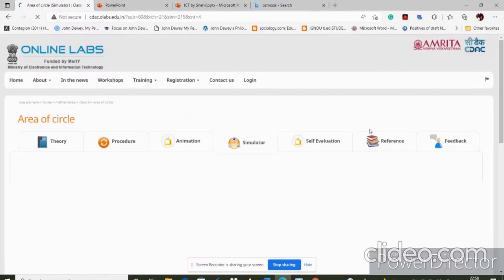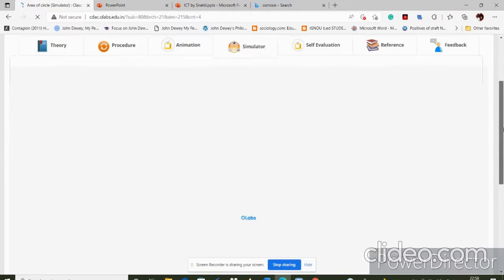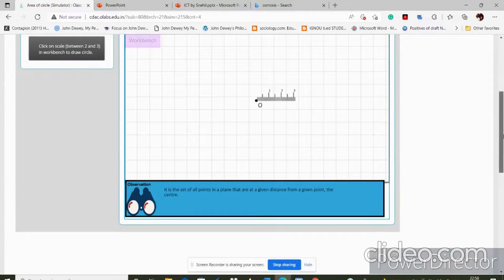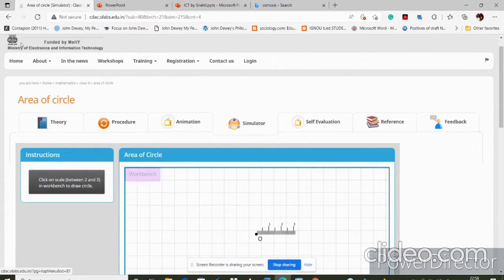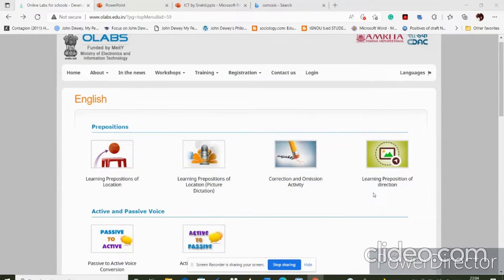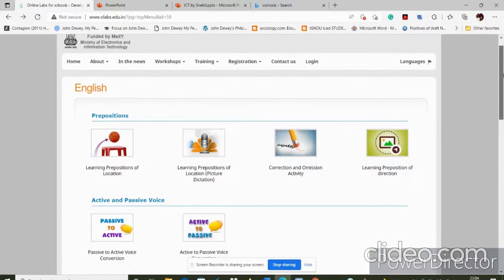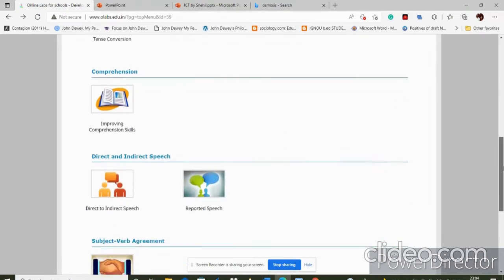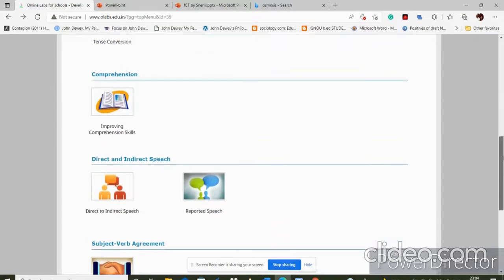For example, let's open the simulator. In this, they demonstrate the area of circle, and they give a suggestive demonstration of the formula that the area of a circle is half the product of its circumference and the radius. So this is for maths. And in the case of English also, they provide some content which is categorized on the basis of topics, not on the basis of class. Some topics are prepositions, active and passive voice, tenses, direct and indirect speech, singular and plural.